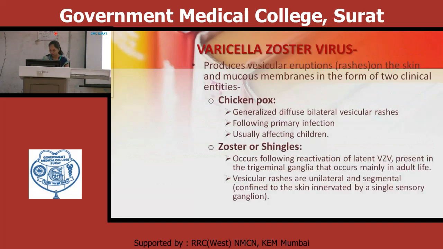Now, varicella zoster virus. It produces vesicular eruptions, rashes on the skin and mucous membrane in the form of two clinical entities. That is chickenpox, generalized diffuse bilateral vesicular rashes following primary infection and usually affecting children. Zoster occurs following reactivation of varicella zoster virus present in the trigeminal ganglia, that occurs mainly in adult life. Vesicular rashes are unilateral and segmented.